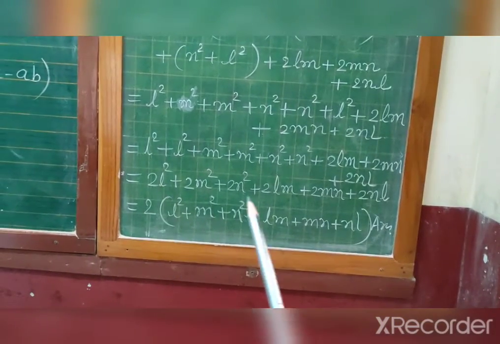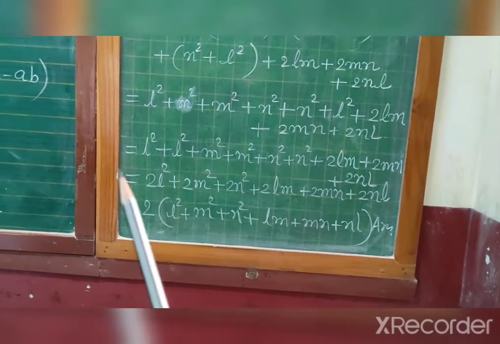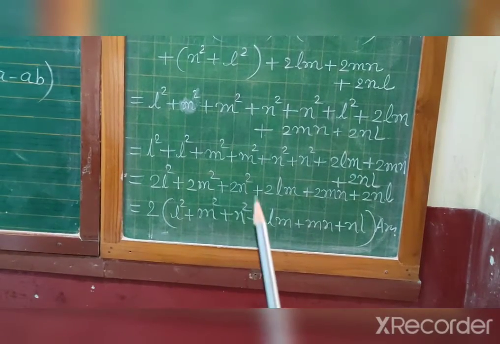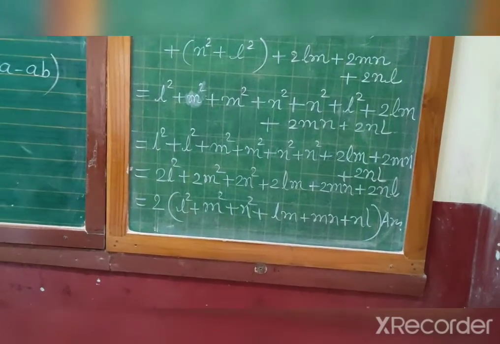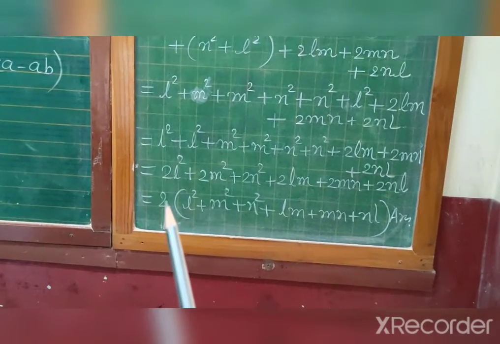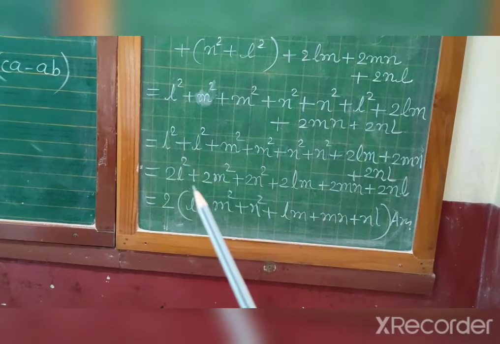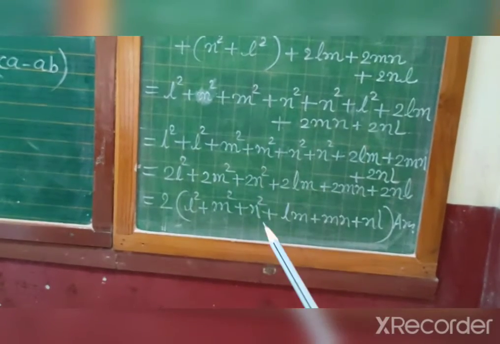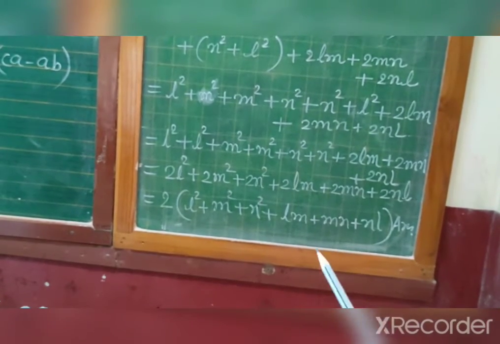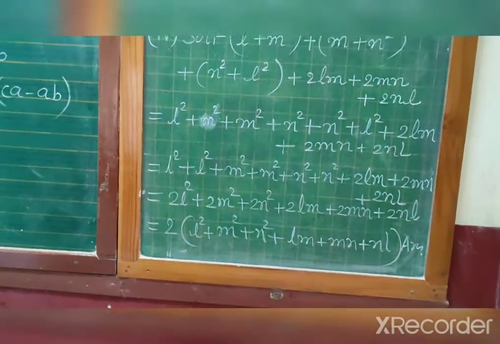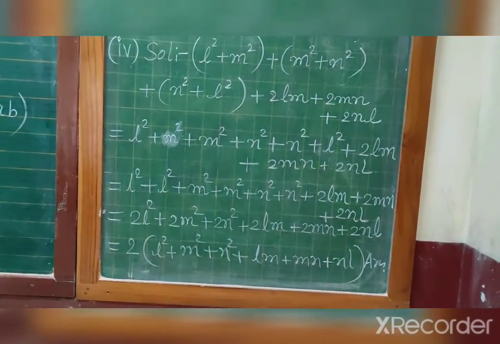Now in every term you can see 2 is common. So we will take 2 outside the bracket. In the bracket the remaining value will be L square plus m square plus n square plus lm plus mn plus nl, and that is the answer.